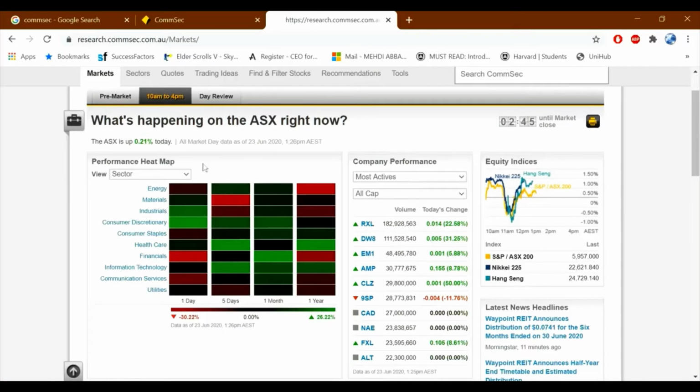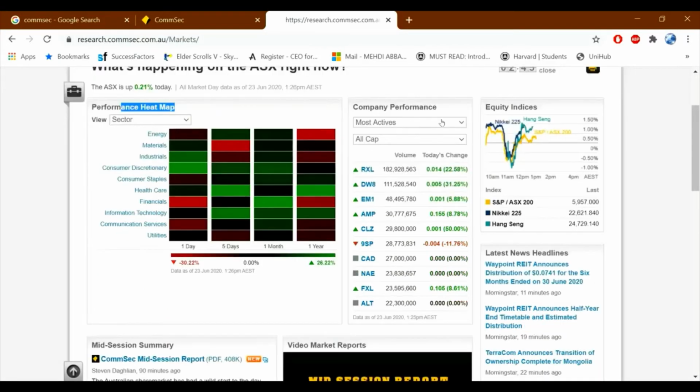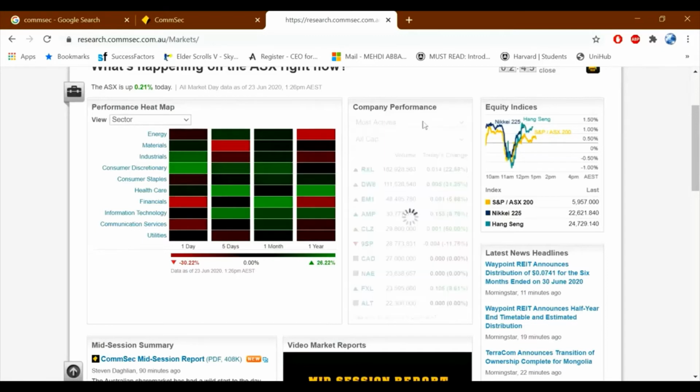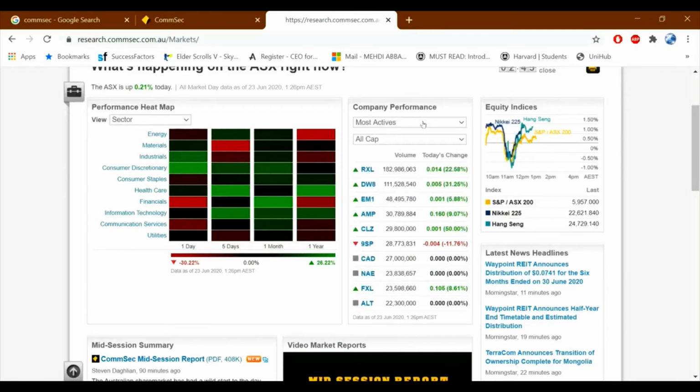You can see a performance heat map. It shows you which sectors are performing, and at what level. Company performance is like the whole market. They get around 10 companies: the most active, the most advances or decliners, the top 10, I think. They just put it up there so you can keep an eye on them.